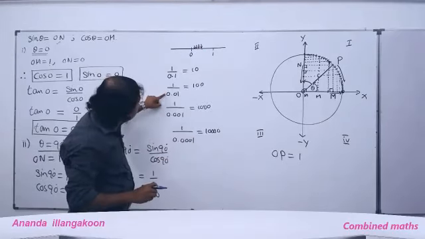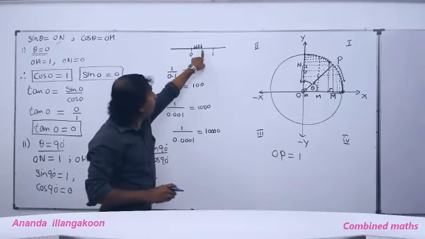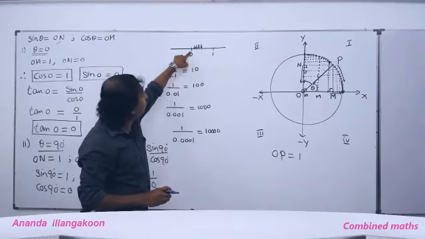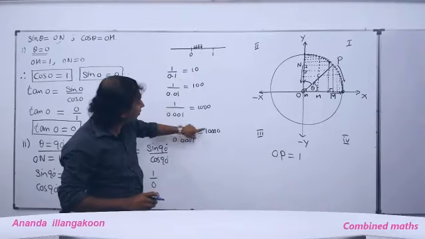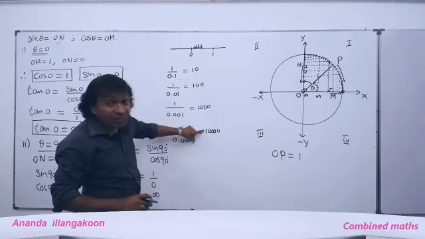When this divisor is coming gradually towards this 0, look at this answer. This answer is increasing rapidly.